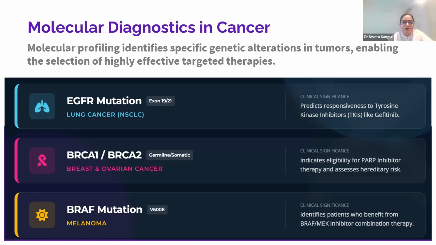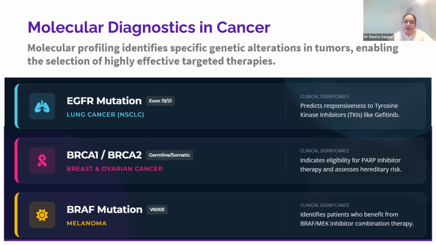The first example here is the EGFR mutation. It is commonly seen in non-small cell lung carcinoma. These mutations keep the cell signaling pathway continuously active, like I just explained. It tells cancer cells to keep dividing. So when we detect these mutations, a patient can be treated with tyrosine kinase inhibitors such as gefitinib, which specifically blocks the EGFR signaling pathway. The patients who have this mutation can benefit immensely from this targeted therapy.